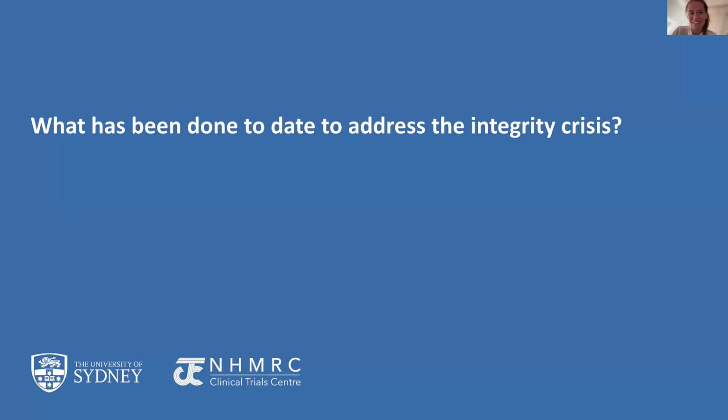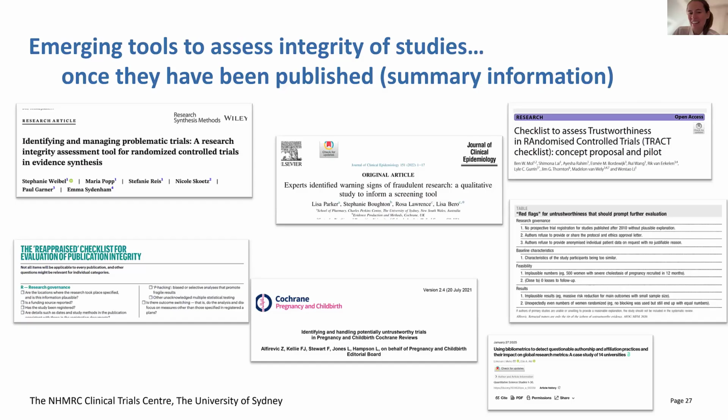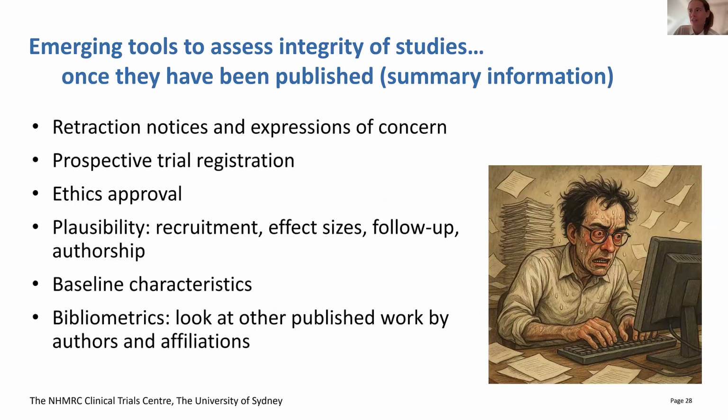Now, what has been done to date to address this crisis? And it's great to see that there are many emerging tools to assess the integrity of studies once they have been published. So once we have a publication, there are checklists such as the TRACT checklist or REAPPRAISED that you can use to assess trustworthiness. These tools assess publications, and I just wanted to give you a few examples of the kind of things they look at.